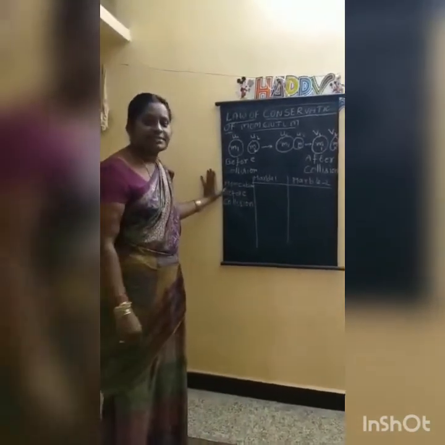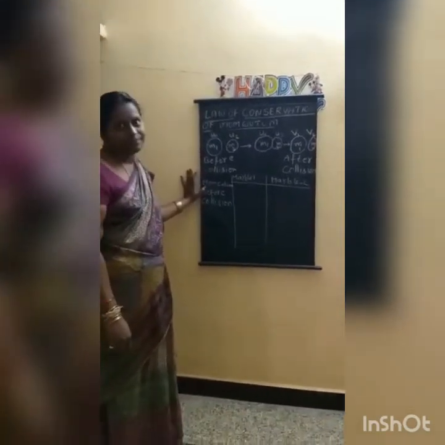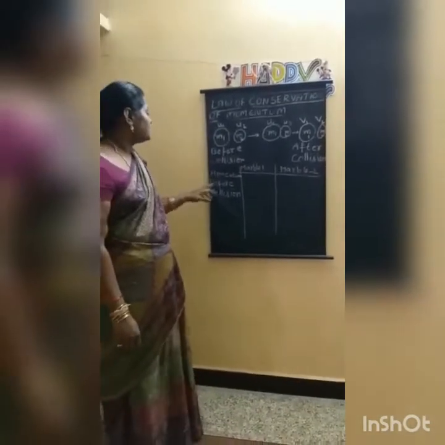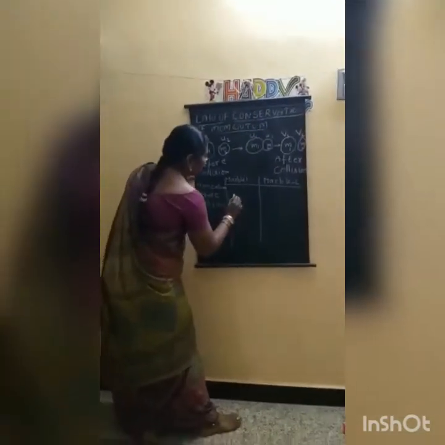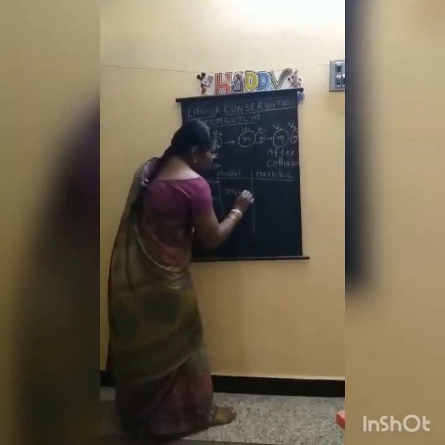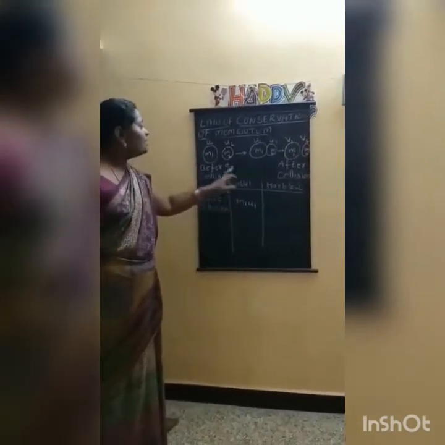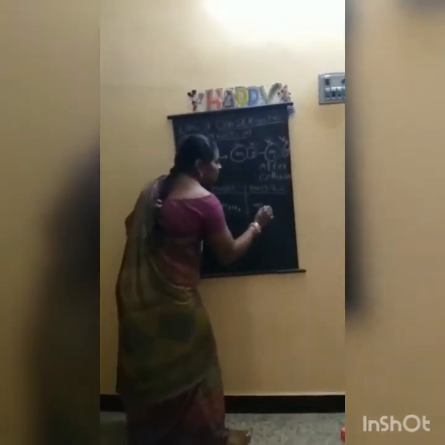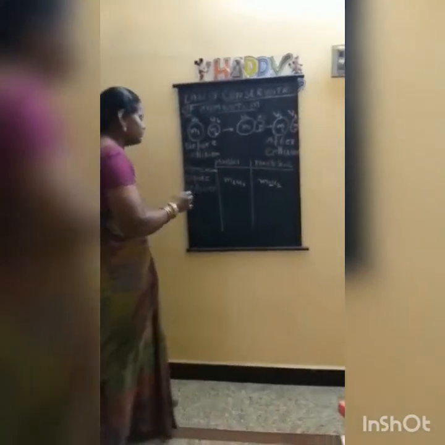Momentum. We already discussed the momentum. Momentum is represented by the letter P. What is the formula? P equals m into v. We consider the momentum of the first marble. What is the mass of the first marble? m1. Velocity of the first marble? u1. That is the momentum of the first marble before collision. What about the second marble before collision? Mass of the second marble is m2 and velocity of the second marble is u2.